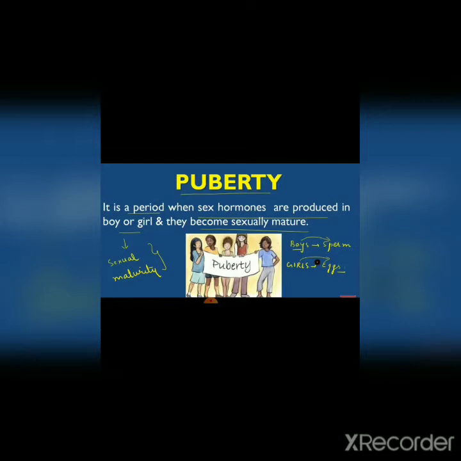He or she reaches sexual maturity, isn't it? Or we can say this is the age under which the sexual organs in male and female start to develop, and they will be completely developed by 18 to 19 years. So this is the period when sex hormones are produced in boys and girls and they become sexually mature.